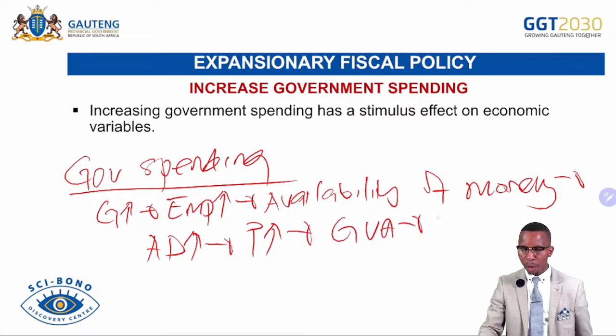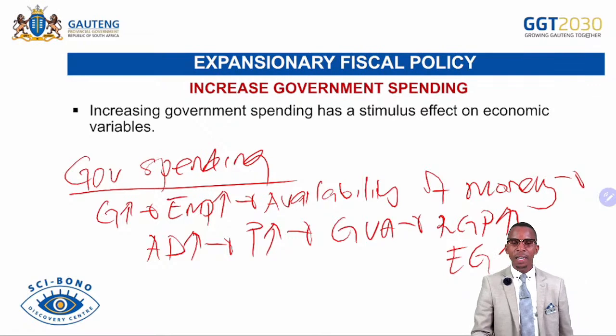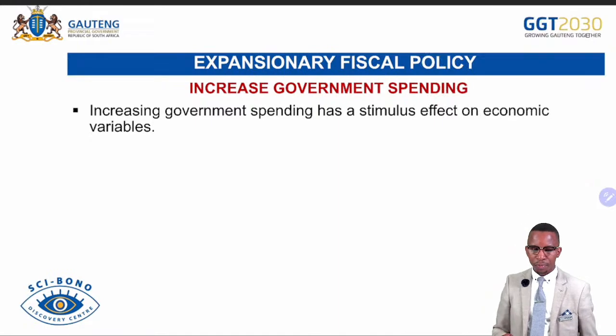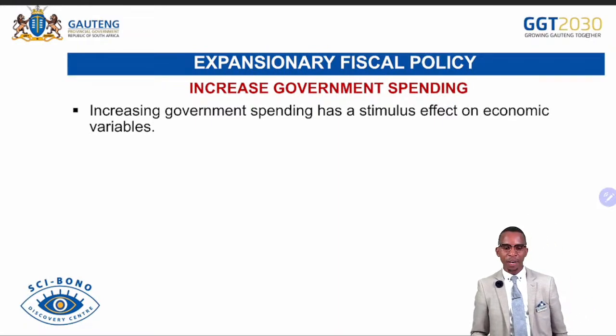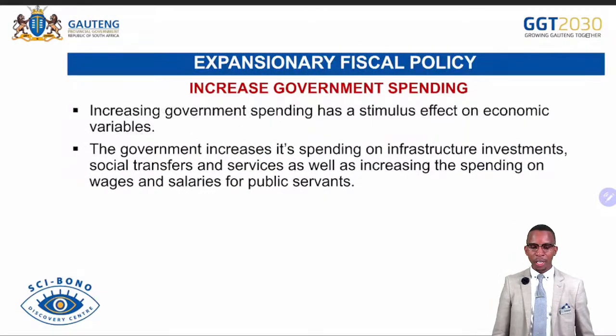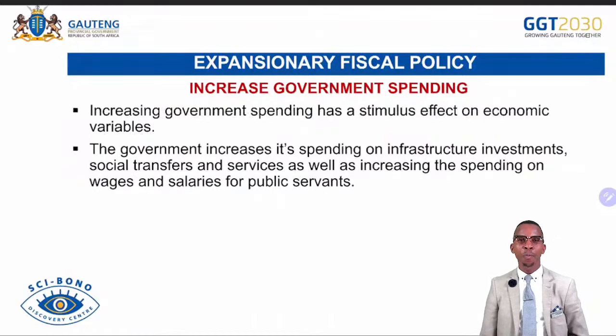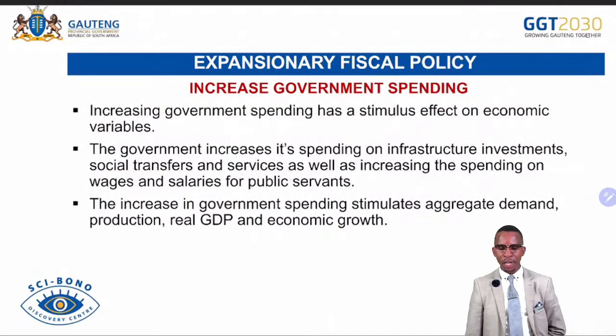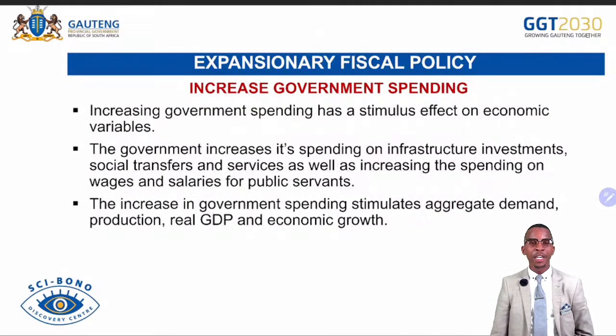And then what is going to happen then? The real GDP will increase, and then economic growth will increase. That is because of increasing government spending, so that there will be economic growth. So economic variables are always affected by the change in government spending. If ever increasing, they will increase some of them because they are in proportion. So the government increased its spending on infrastructure investments, social transfers and services, as well as increasing the spending on wages and salaries for public servants. That will have a positive effect in the economy. The increase in government spending stimulates aggregate demand, production, real GDP, and economic growth.